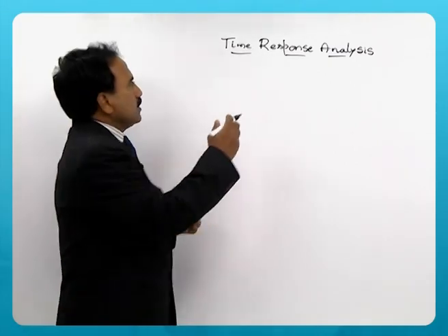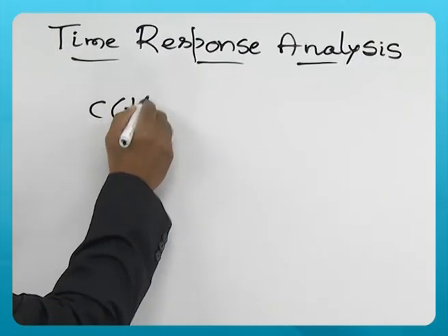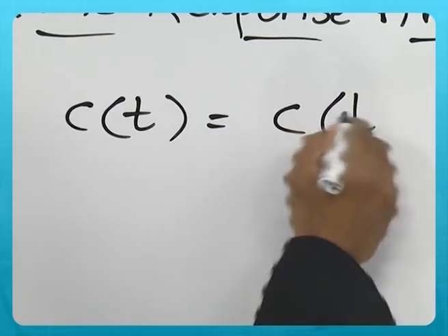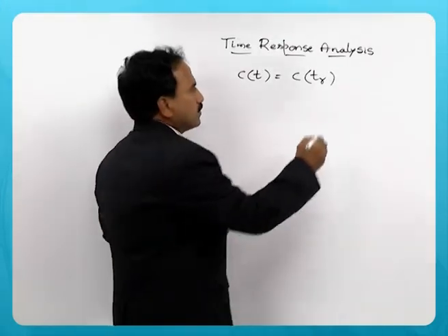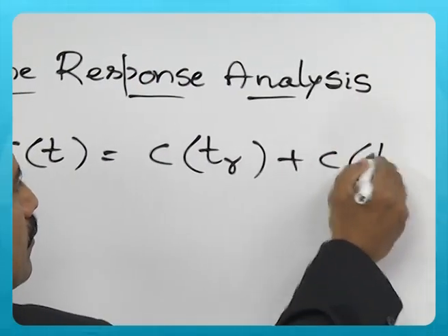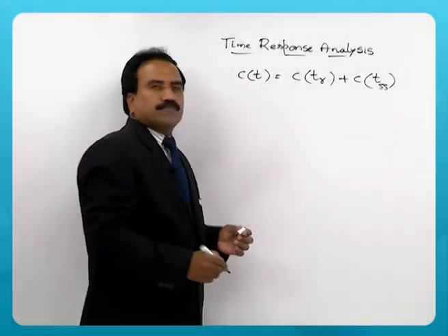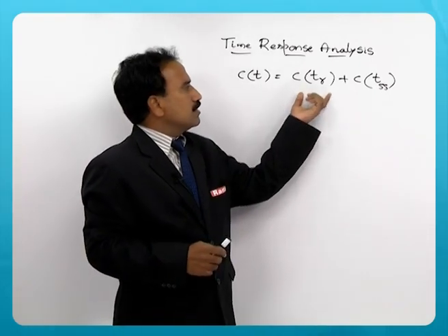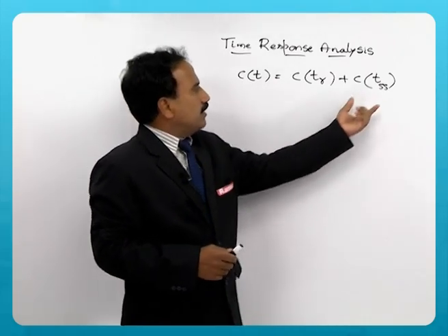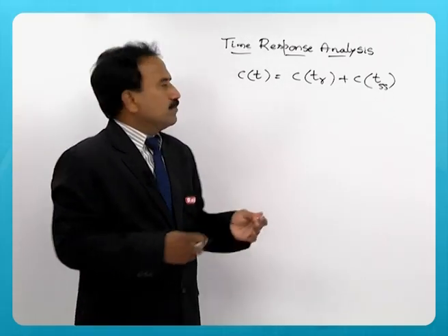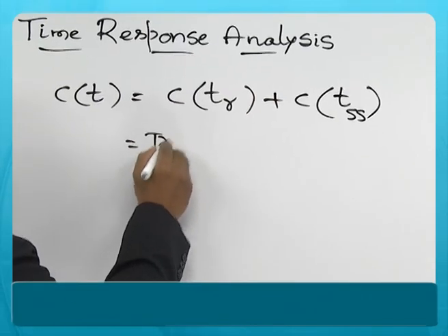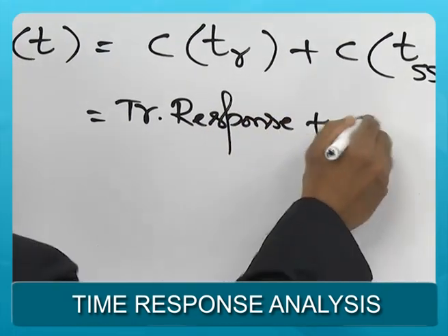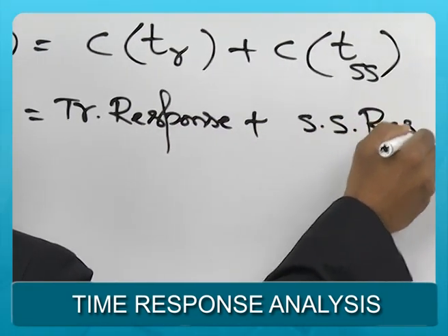The time response is given by C of t, and this is given by C of t transient plus C of t steady state. Time response mainly consists of two parts: response in the transient period and response in steady state. So, this is the transient response plus the steady state response.